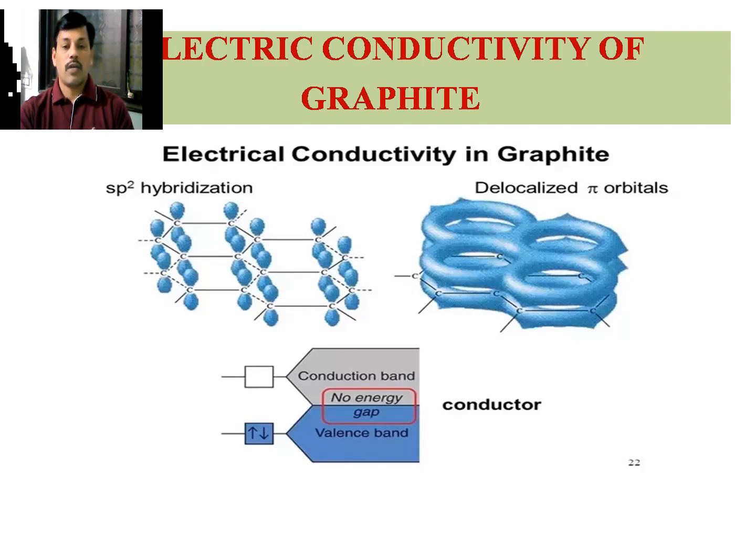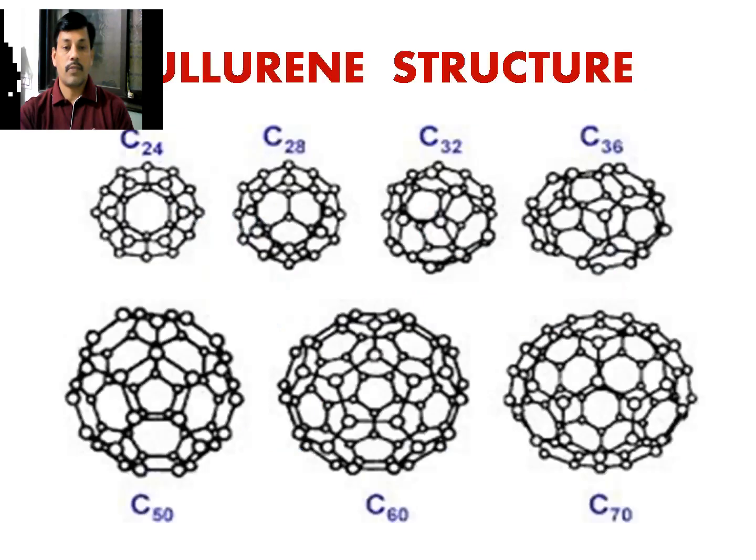Conduction band, no energy gap, and valence band. The valence band has electrons, and then the conduction band. There is no distance here, no energy gap. That's why delocalized pi orbitals are present in graphite, and graphite is a good conductor of electricity, having sp2 hybridization.